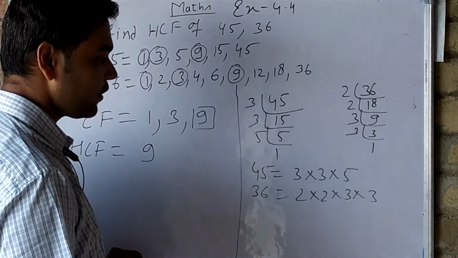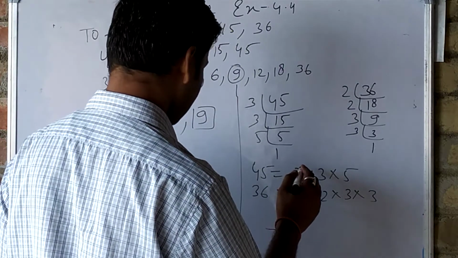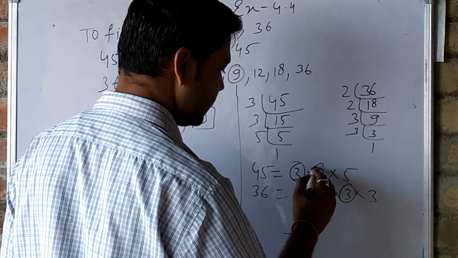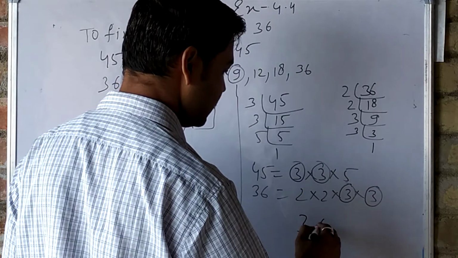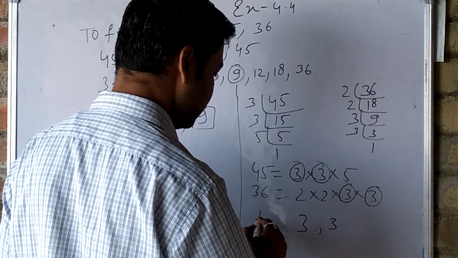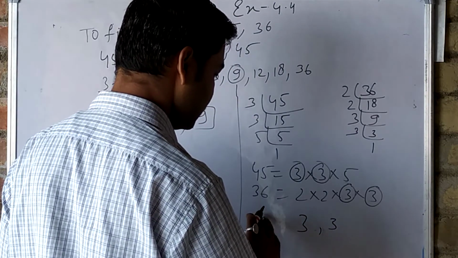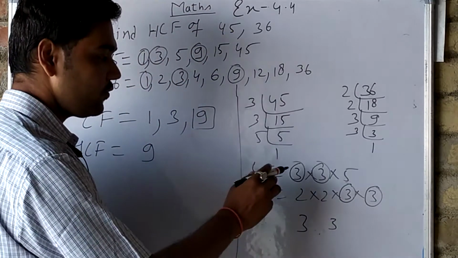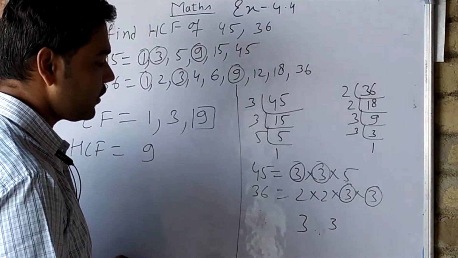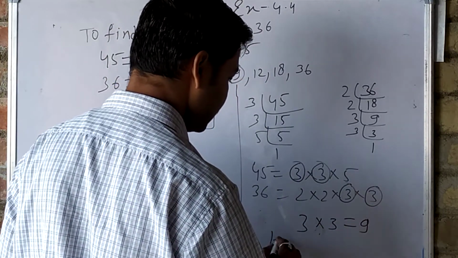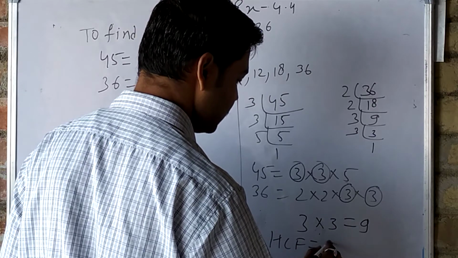Understand? Now what we will see? We will see the common factors. So common factors are 3, then again 3. These are the factors which are common in 45 and 36. Now we will multiply them. So these are 9. So HCF will be 9.